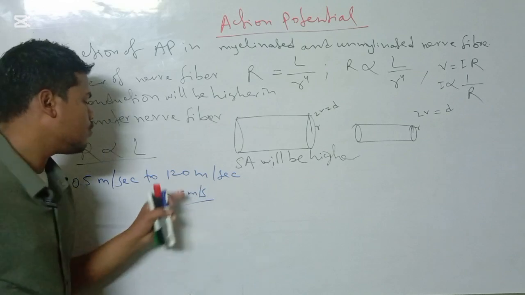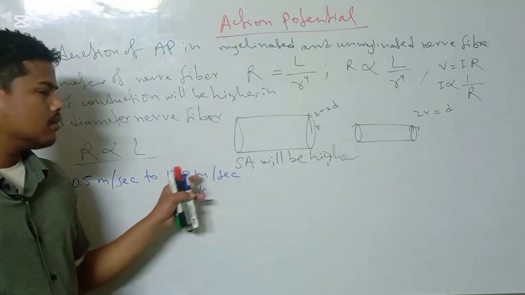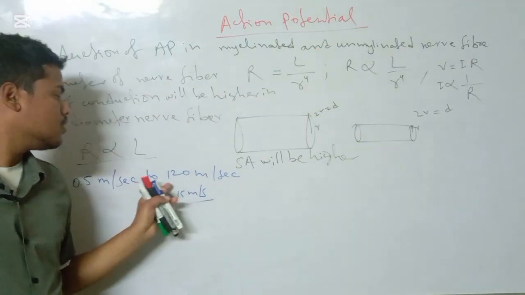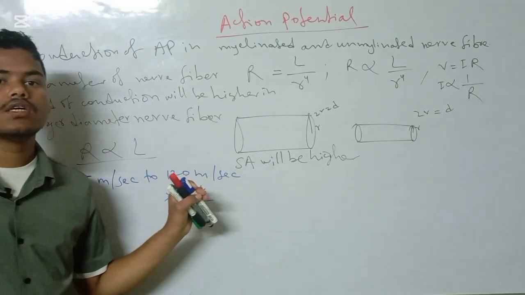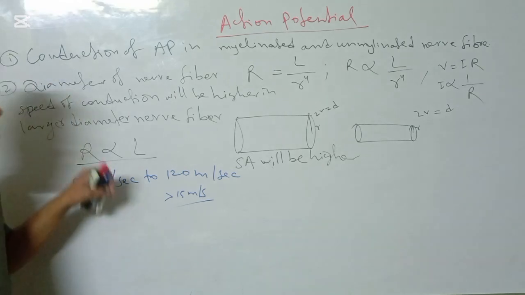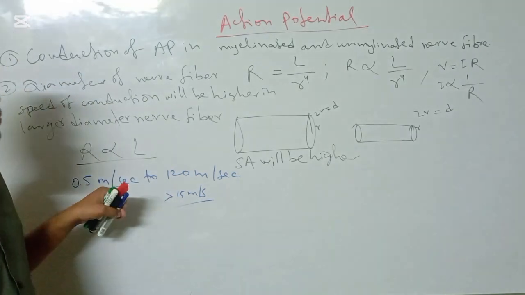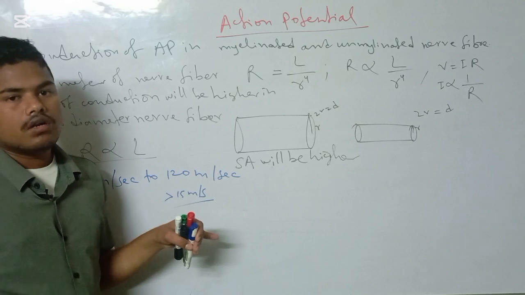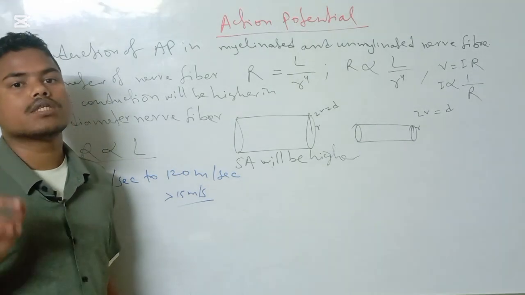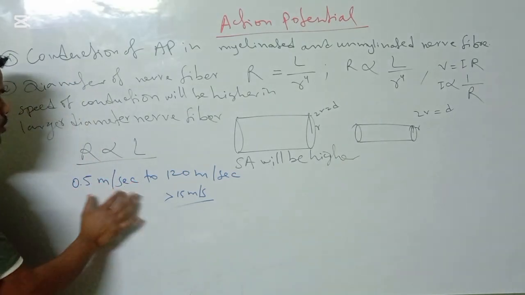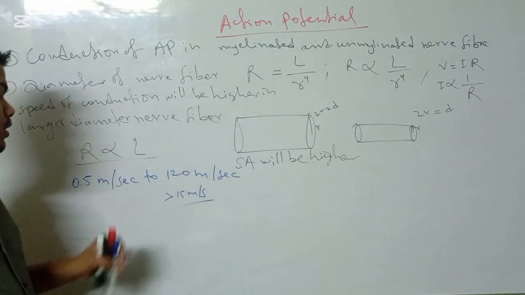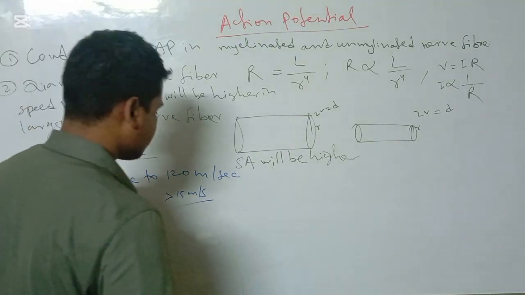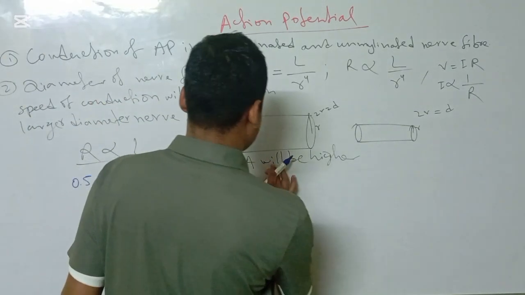Remember, this 120 meter is larger than a football ground. That much distance is covered within 1 second. And in case of smaller diameter and unmyelinated nerve fiber, when a sensory impulse from the great toe comes to the lower part of the spinal cord, it will take nearly 2 seconds. So this is the rate of impulse transmission. I will talk in detail about this in the nervous system.